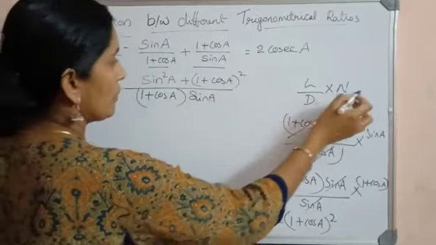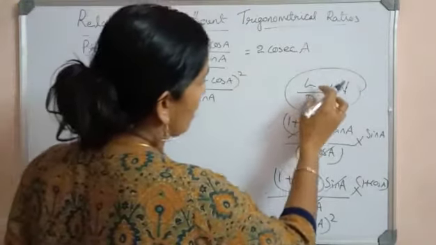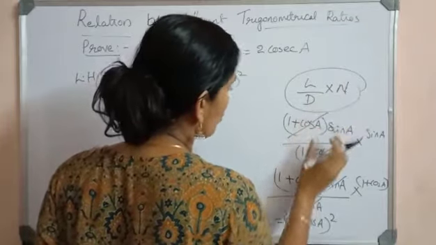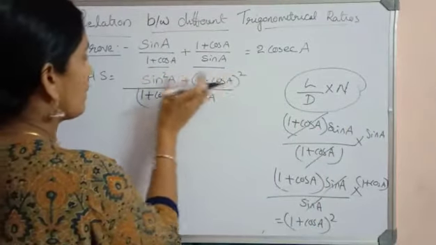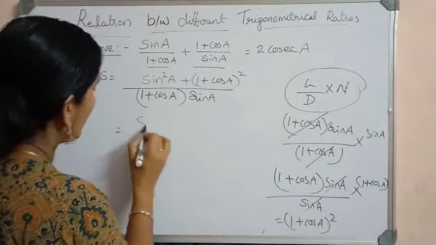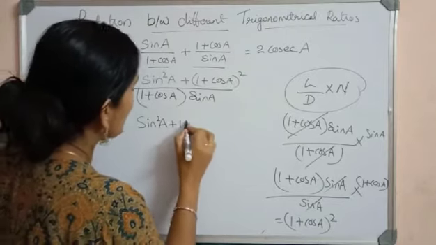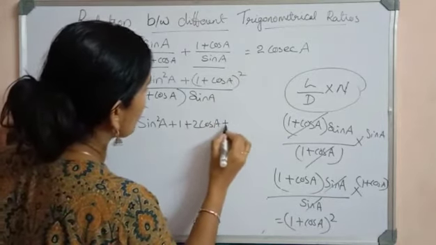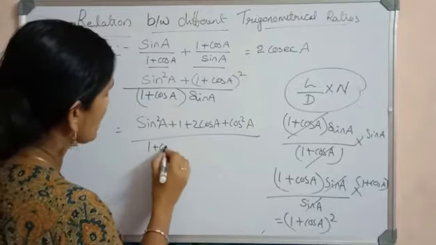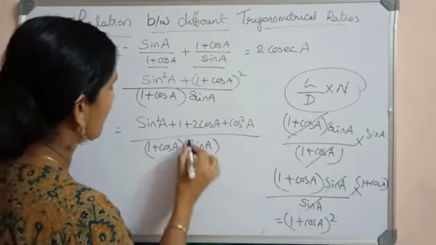Always remember, when you take the LCM of terms, you can use this particular step: L by D into N. L is the LCM, D is the denominator and N is the numerator. So you get the terms you need to write in the place of each term here. So this is equal to sin square A plus 1 plus 2 cos A plus cos square A divided by 1 plus cos A into sin A.